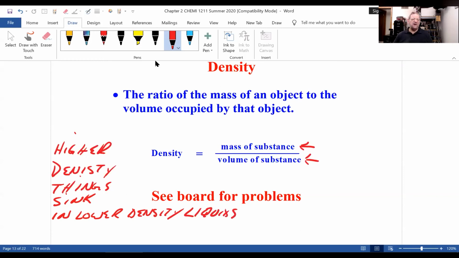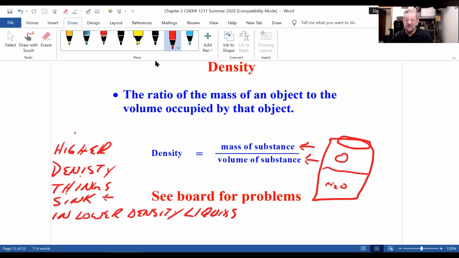And that is: higher density things sink in lower density things, and the opposite is lower density things float on higher density liquids. And what does that mean? Here you have a bucket of water. And if I put a cannonball in there, which is lead, heavier and higher density than water, it's going to sink all the way to the bottom.